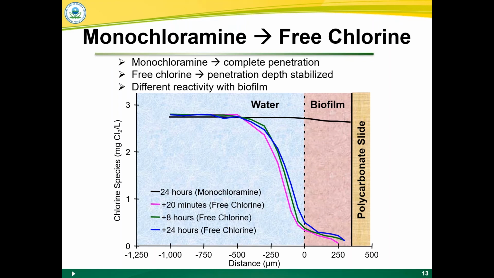So what this tells us is that monochloramine got the complete penetration. Free chlorine again stabilized at some low penetration into the biofilm. And the monochloramine and free chlorine are obviously reacting with much different things in the biofilm, and at much different rates. And monochloramine being a much weaker oxidant than free chlorine probably explains that.